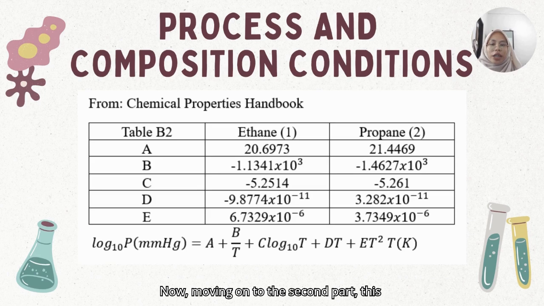Now, moving on to the second part, this slide shows the vapor pressure equation constants for both ethane and propane, taken from chemical properties handbooks. We will use these constants in the equation below to calculate saturation pressures at any given temperature. This is an essential step in our flash calculation because once we know the vapor pressure of each component, we can calculate the K values, which tell us how the components distribute between the vapor and liquid phases. This will help when we begin the actual flash calculation to determine the amount of vapor and liquid and their compositions.